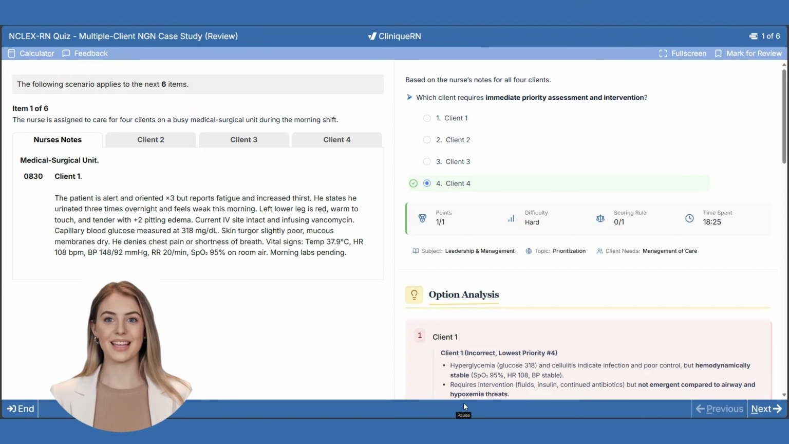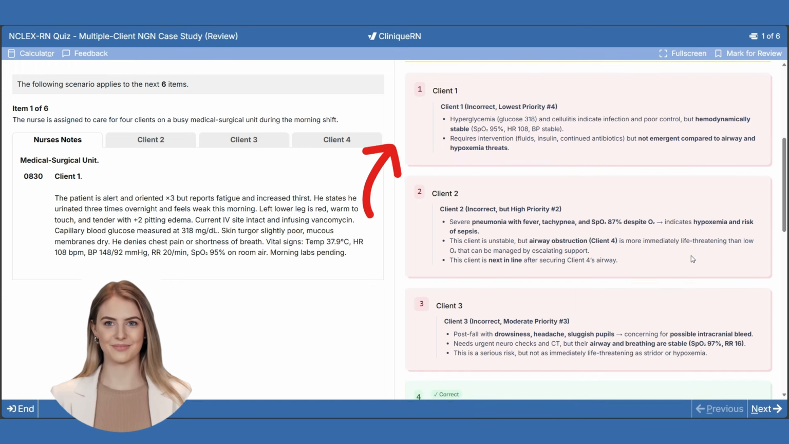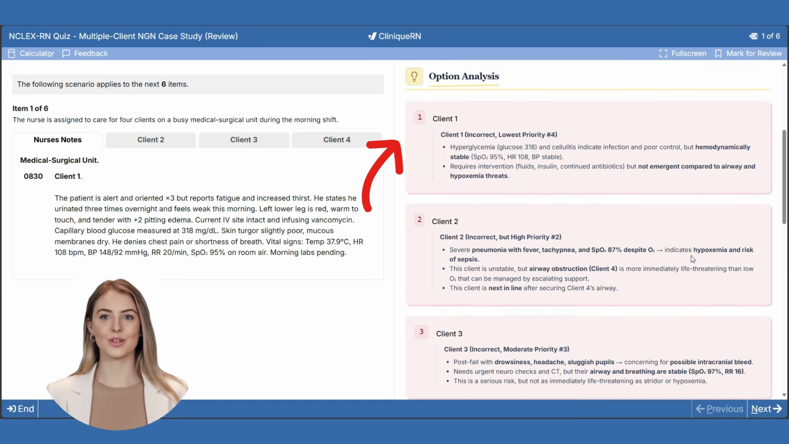Client 1, incorrect, lowest priority. Hyperglycemia, glucose 318, and cellulitis indicate infection and poor control, but hemodynamically stable, 95% peripheral capillary oxygen saturation, heart rate 108, blood pressure stable. Requires intervention, fluids, insulin, continued antibiotics, but not emergent compared to airway and hypoxemia threats.